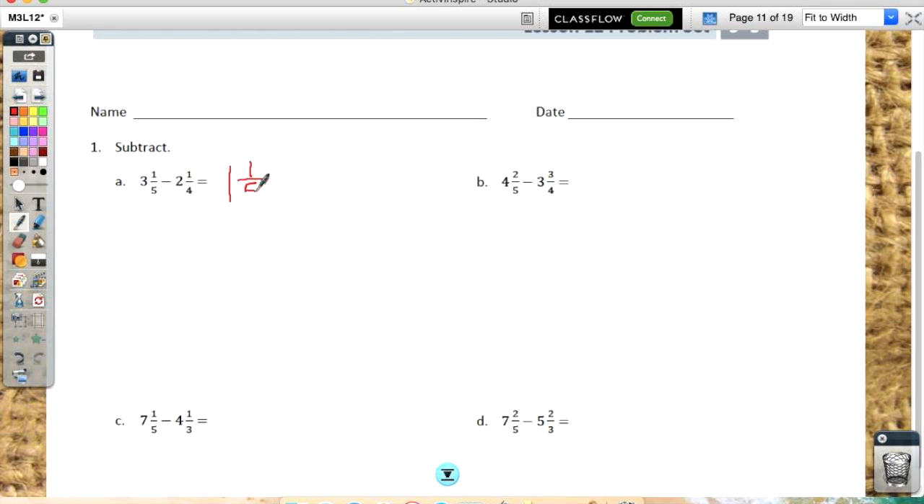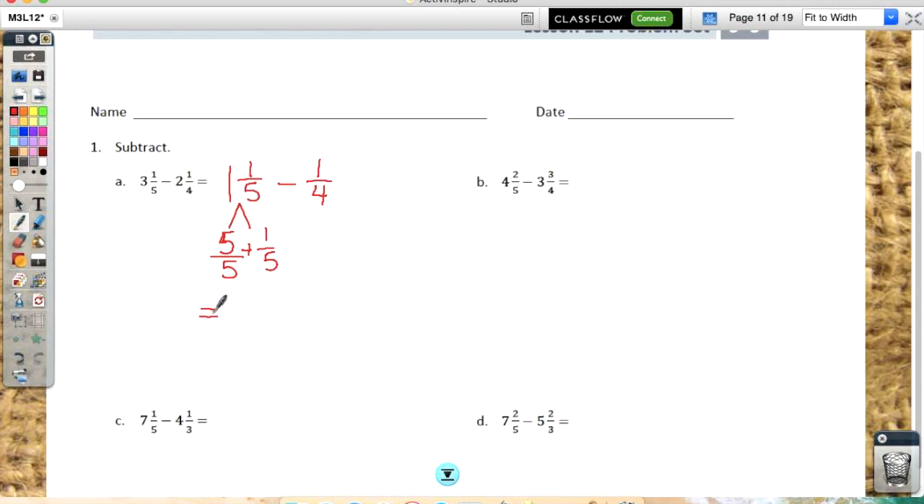1 1/5 minus 1/4. Okay, now I have a decision to make. Is 1/5 larger or smaller than 1/4? Smaller. So we're going to have to use the 1. And remember, I decomposed that mixed number? And that is going to be 5/5 plus 1/5.